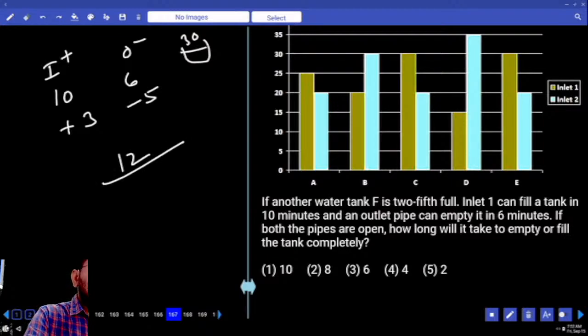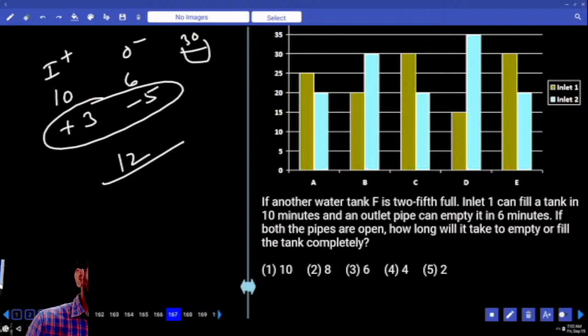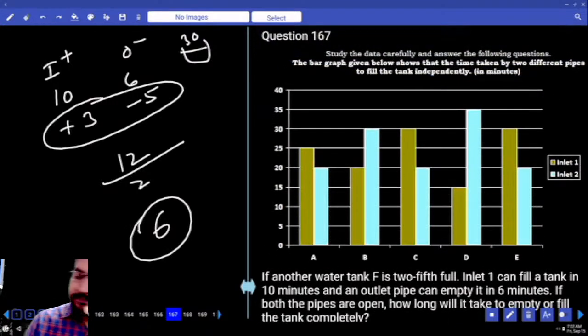If you open these two pipes at a time, 3 are coming, 5 are going. Net result is minus 2. That minus indicates emptying. And it will take how many minutes? 6 minutes.